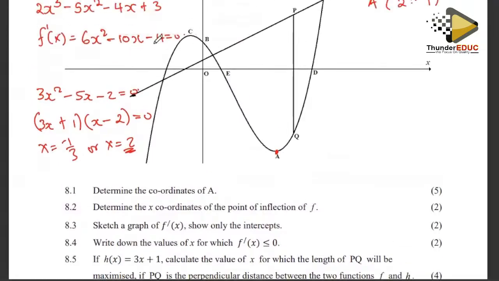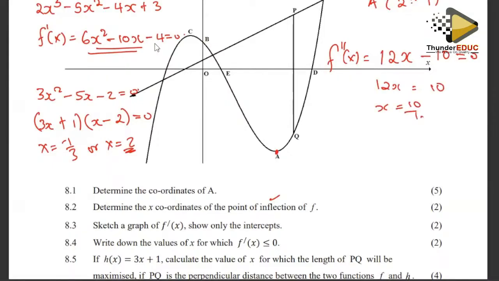So with the point of inflection, we need to find the second derivative. So our first derivative is this. Our second is going to be 12x minus 10, equated to 0. So 12x is a 10, divide both sides by 12, which means it's 5/6.